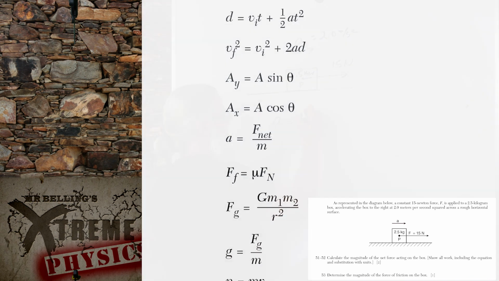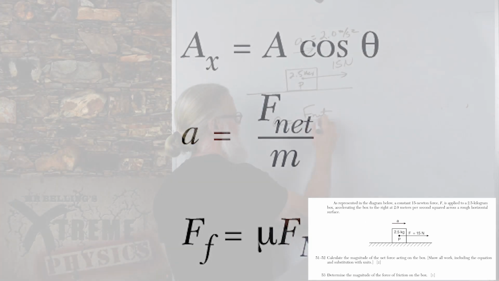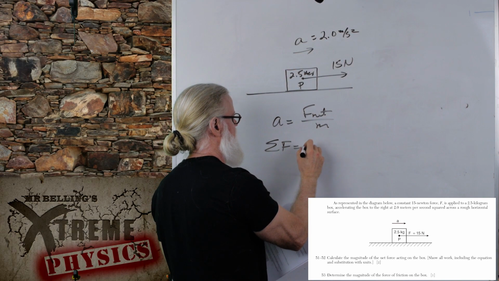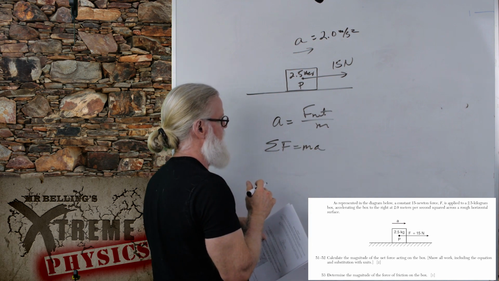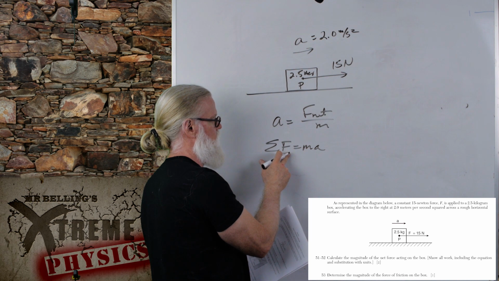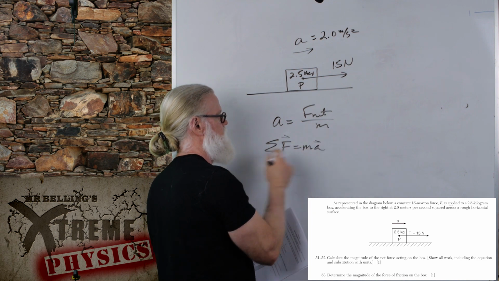In your reference table, it looks like this. Of course, in our class, I didn't do it this way. We tended to go, sum of the forces equals mass times acceleration. Doesn't matter either way. This is the net force, the vector sum of all the forces, technically like that.